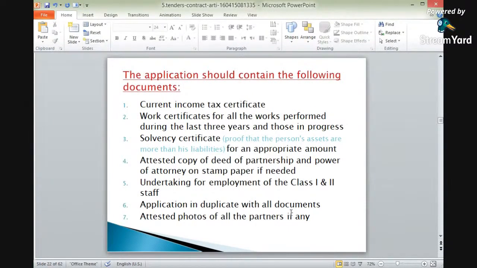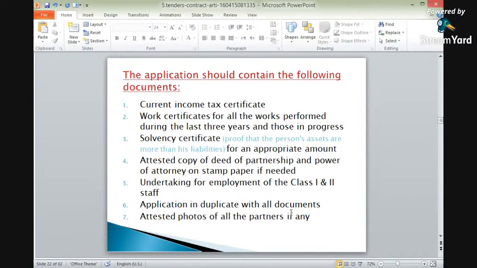Next is nothing but the application. The application should contain the following documents, which documents are to be covered in the application. So the current income tax certificate is also important. Current clearance certificate or income tax clearance certificate is also important. So you should clear the income tax.